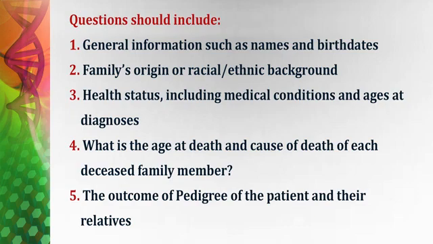Family's origin or racial or ethnic background. 3. Health status including medical conditions and ages at diagnosis. 4. What is the age at death and cause of death of each deceased family member. 5. The outcome of pedigree of the patient and their relatives.